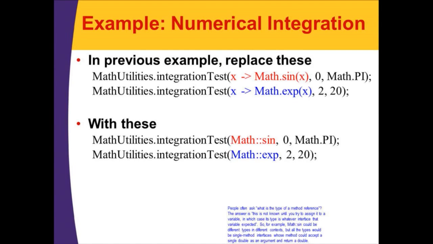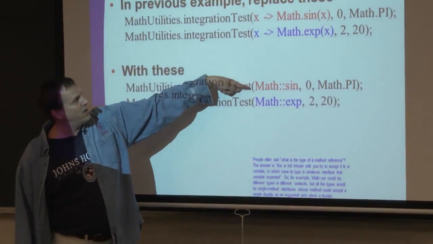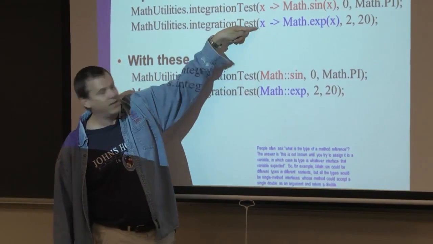And behind the scenes, it still compiles to that real code. But x returns sine of x, x returns e to the x. Why don't I just put sine of x? And why don't I just put e to the x? Why do I have to write a method that calls it? And you can. So you can do this one instead of that one, and this one instead of that one.